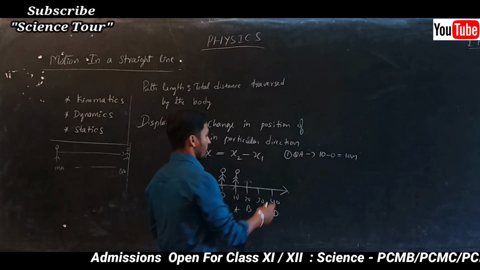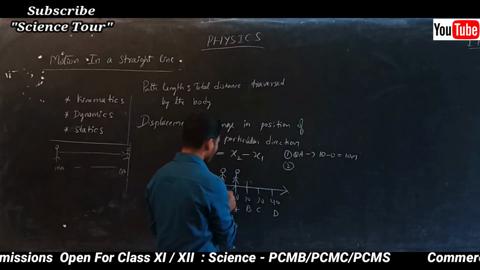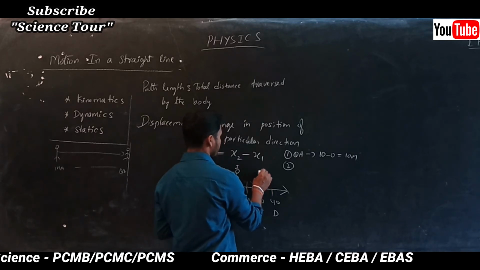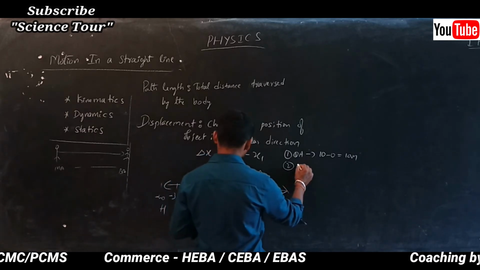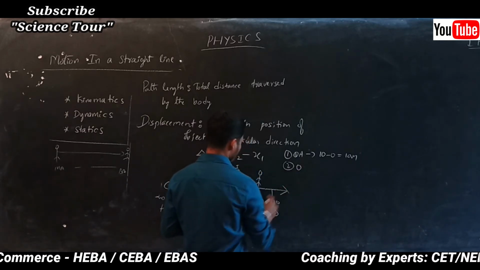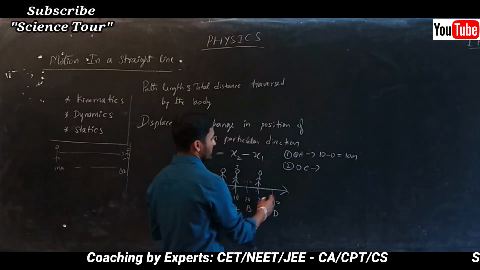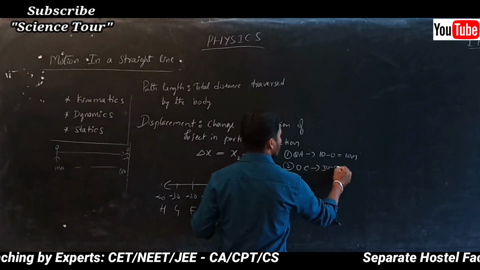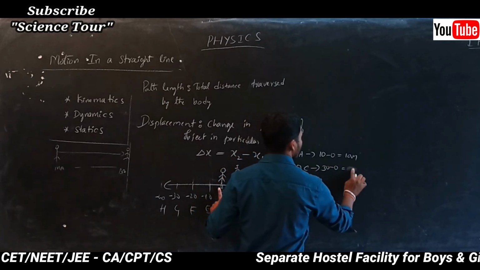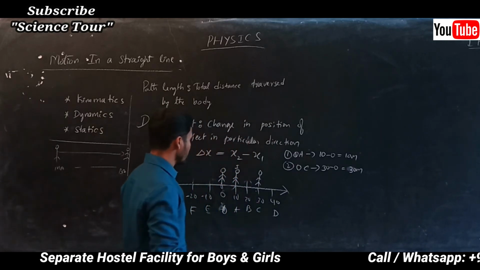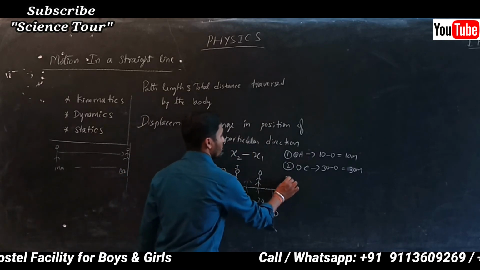Okay, that is displacement. Next, the second scenario: this person is moving from the initial point 0. Then from O to C is moving. O to C is moving. That is 30 minus 0, that is 30 meters. Okay.